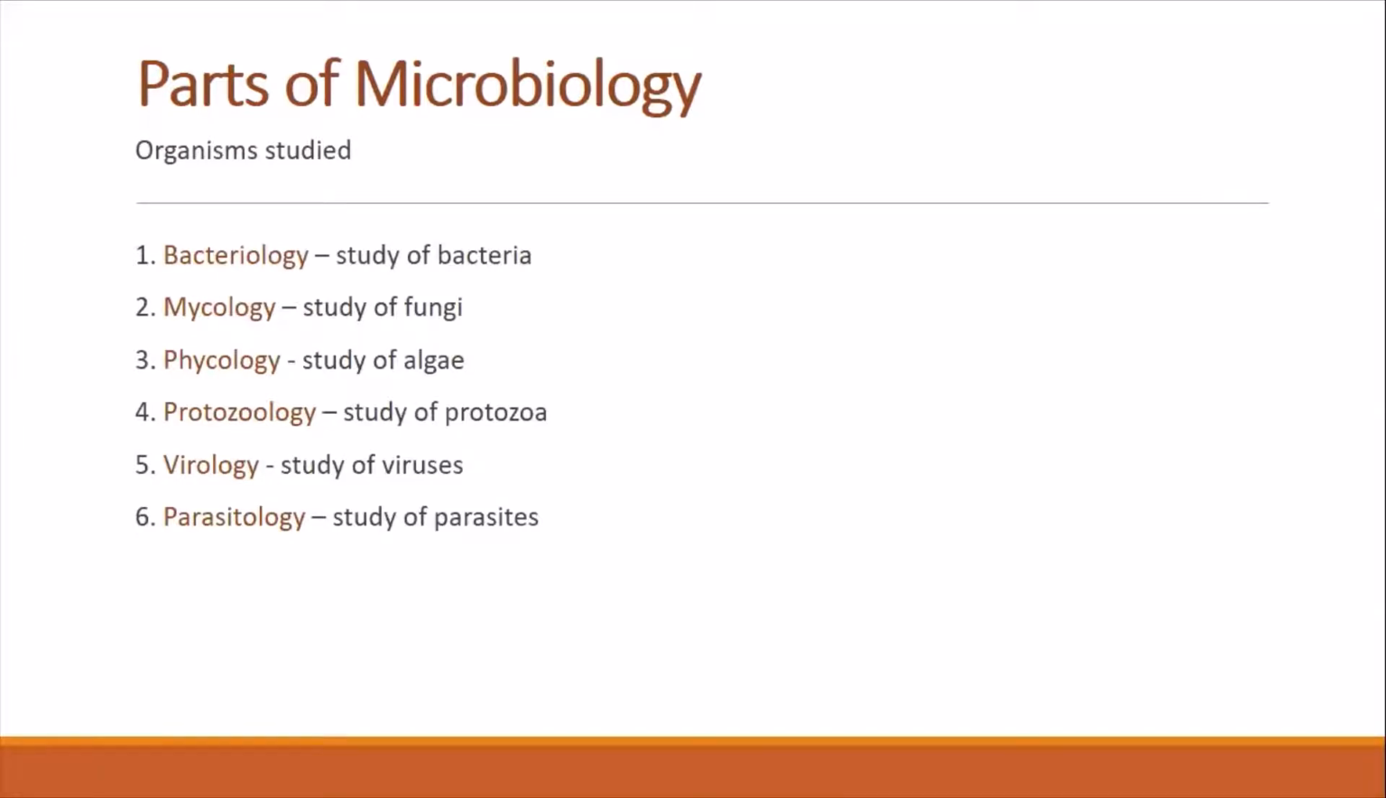So, parts of microbiology. Microbiology is divided into different subsections or headings, and these are bacteriology, which is the study of bacteria, mycology, the study of fungi, phycology, the study of algae, protozoology, which is the study of protozoa, virology, study of viruses, and parasitology, which is the study of parasites. Some of them are not necessarily microorganisms, some of them could be considered macro, but these are the different subheadings or parts of microbiology.